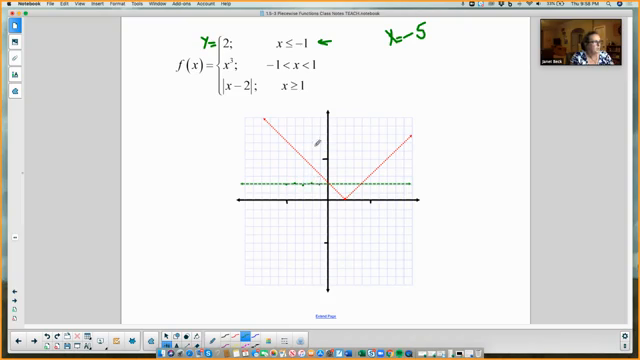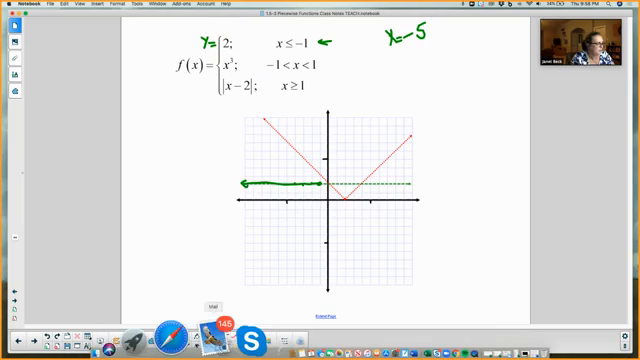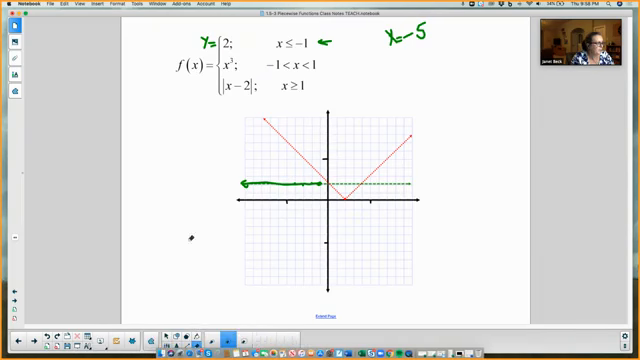Something special is happening at -1. Is that included or not? Yes, it's included. So up to that point, anything smaller than that, I'm using this piece of the definition. Now, we shouldn't really put the y equals there. That kind of just helps me think about what I'm doing.